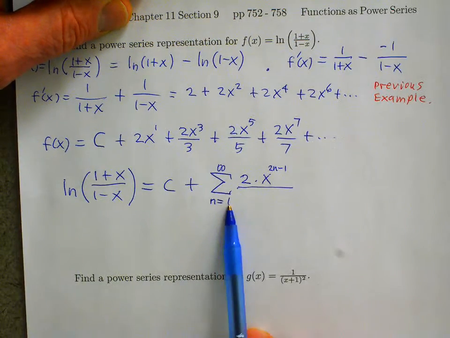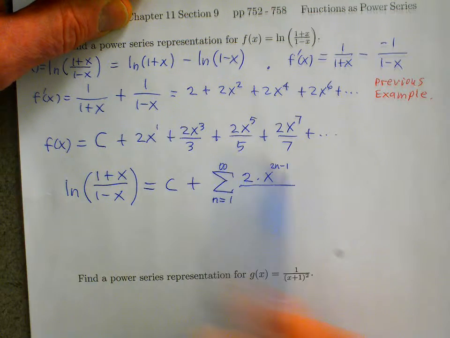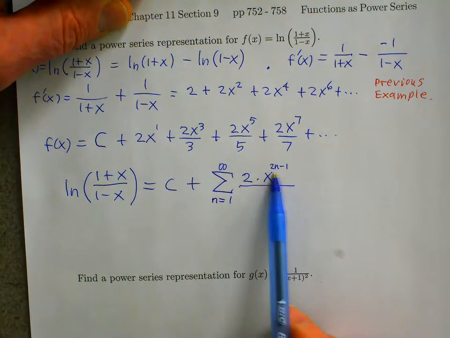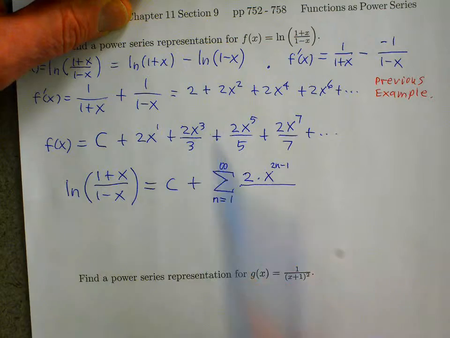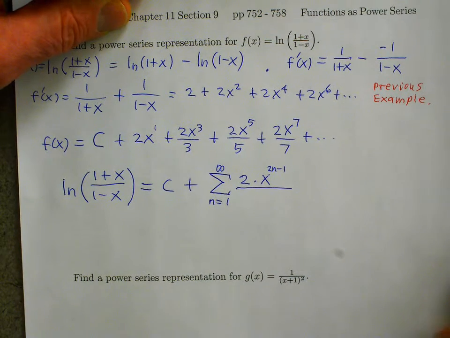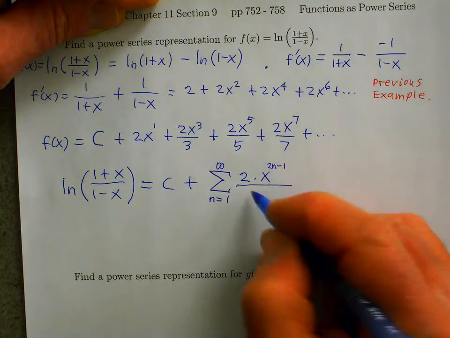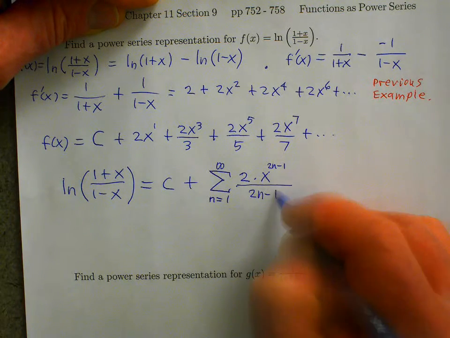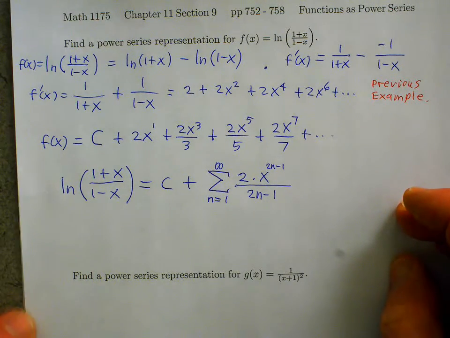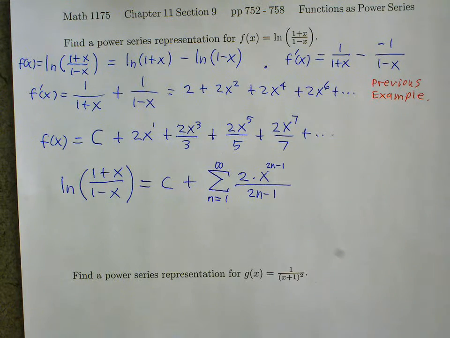When n is 1, 2 times 1 minus 1 is 1. When n is 2, 2 times 2 minus 1 is 3. Yeah, I think this will work. And then the denominator is also 2n minus 1. So are we all in agreement?